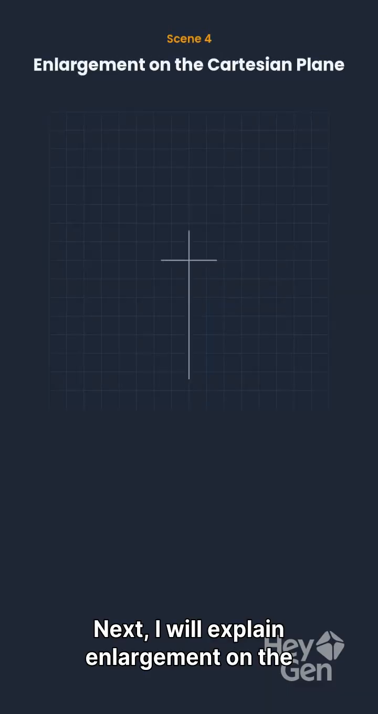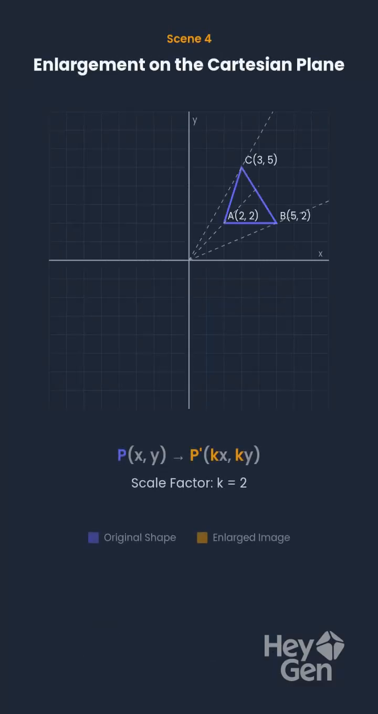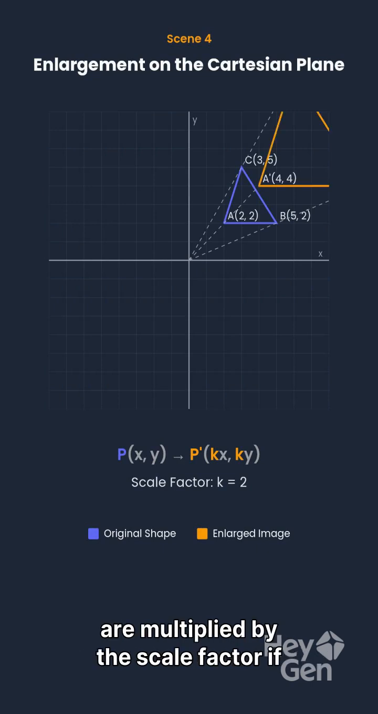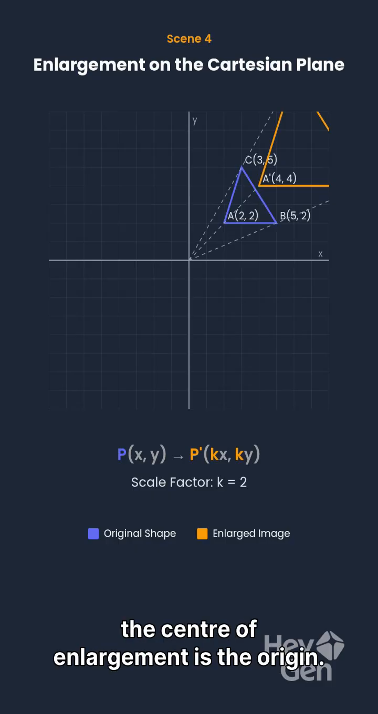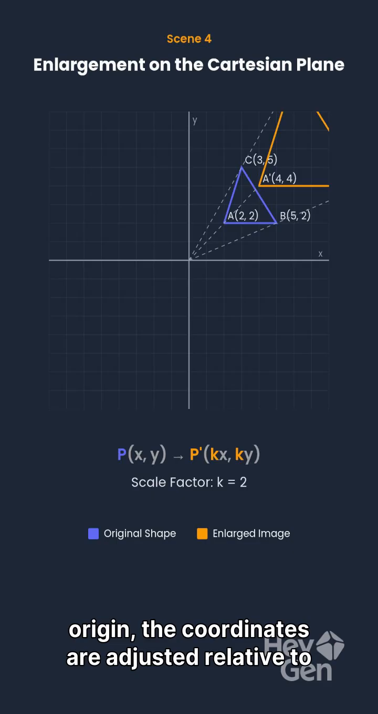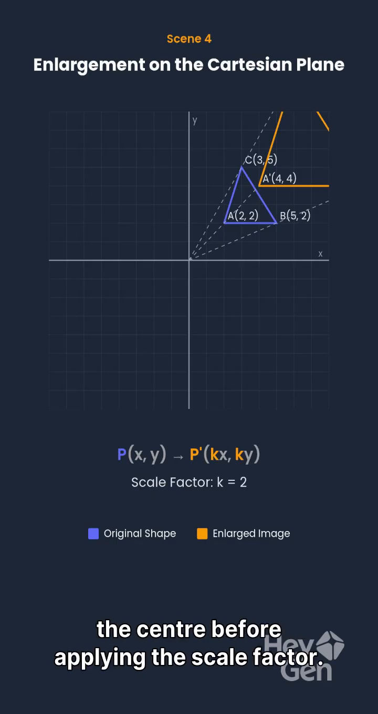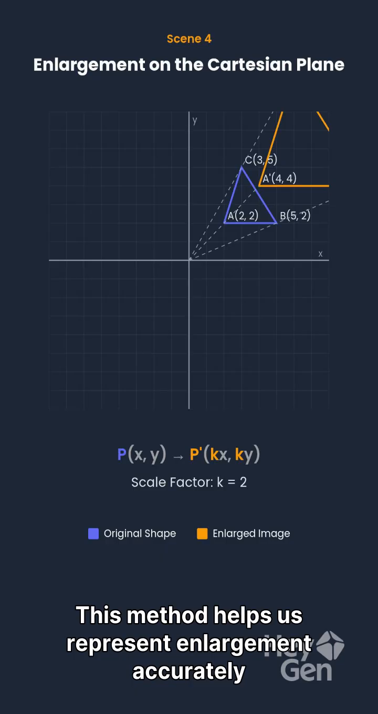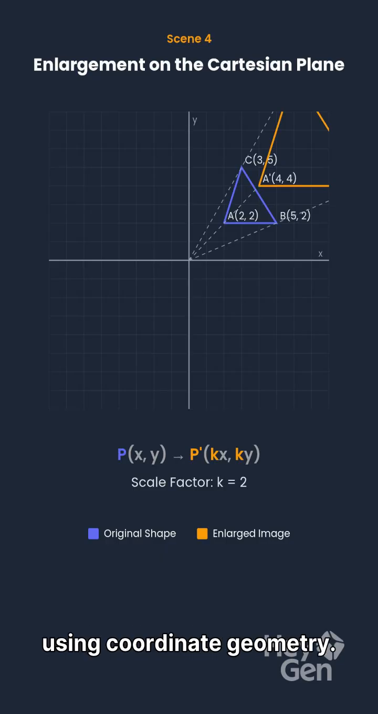Next, I will explain enlargement on the Cartesian plane. When a figure is enlarged on a Cartesian plane, the coordinates of each point are multiplied by the scale factor if the center of enlargement is the origin. If the center is not at the origin, the coordinates are adjusted relative to the center before applying the scale factor. This method helps us represent enlargement accurately using coordinate geometry.